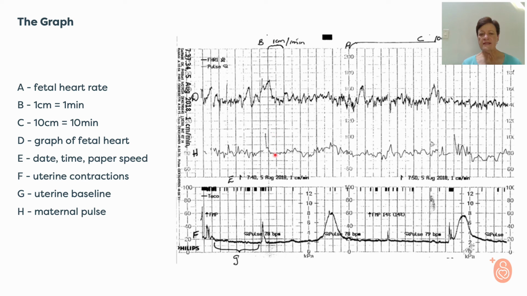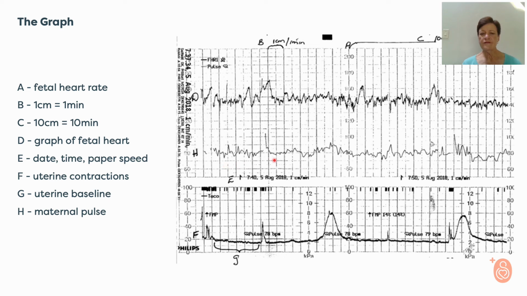Now we can set the machine to different speeds or different rates, depending on what you want to call it, of 1 centimeter per minute, 2 centimeters per minute, or 3 centimeters per minute. And what it means is that this paper goes through the machine at the rate of 1 centimeter per minute, or 2 centimeters per minute, or 3 centimeters per minute.